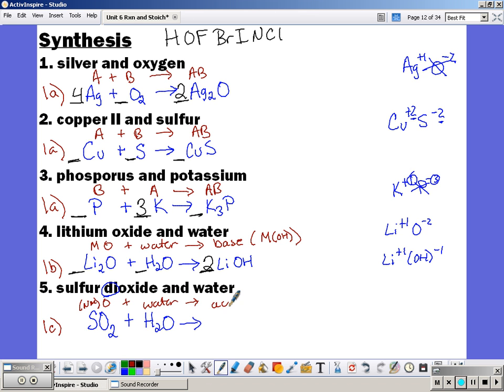Well, acids always start with hydrogen, and I have 2 hydrogens. Oxygen would always go last, so the other element is sulfur. I have 1 sulfur, and I have a total of 3 oxygens. So 1C is always balanced if you write it properly.